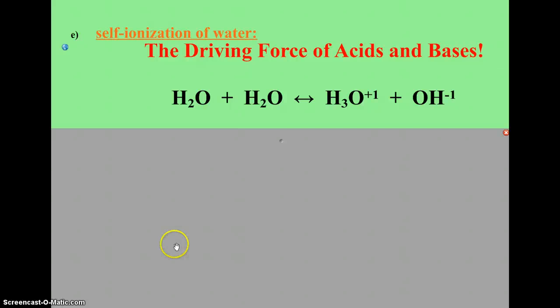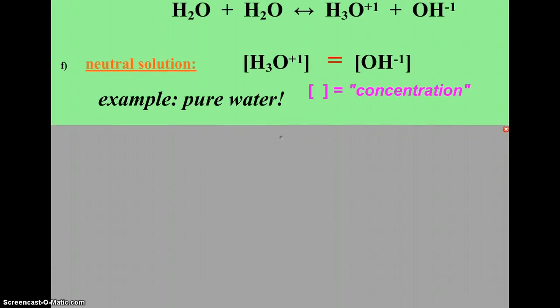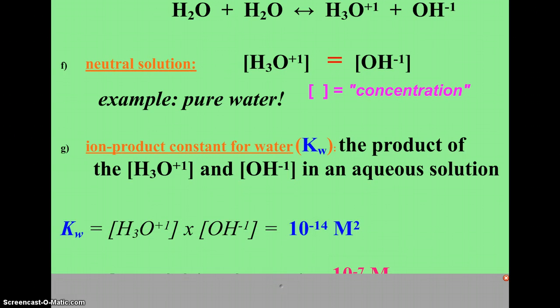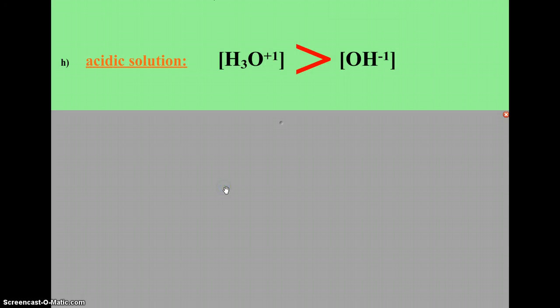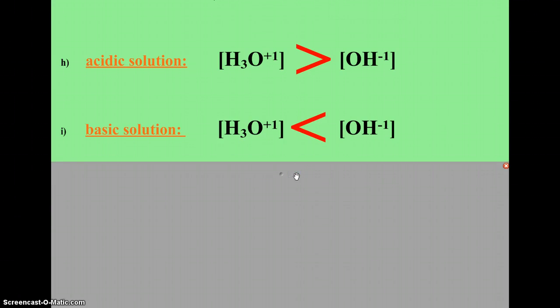Again, pure water by itself, waters can bump into each other and create a hydronium and hydroxide. So pure water, we have a neutral solution, and that's where the concentration of hydronium is equal to hydroxide. Well, if we put in an acid, then we disturb that balance. And so that's where we end up having an acidic solution. Concentration of hydronium is greater than hydroxide. If we disturb with a base, then we'll have more hydroxides than hydronium.